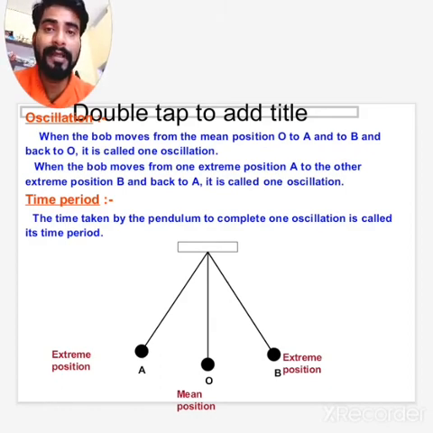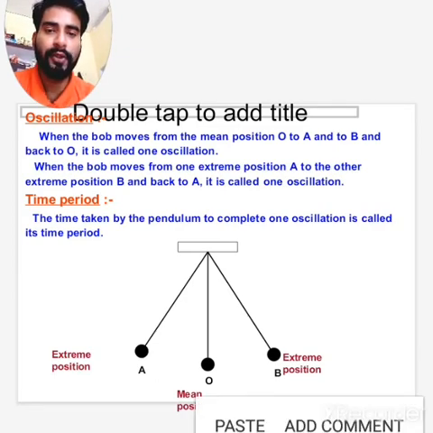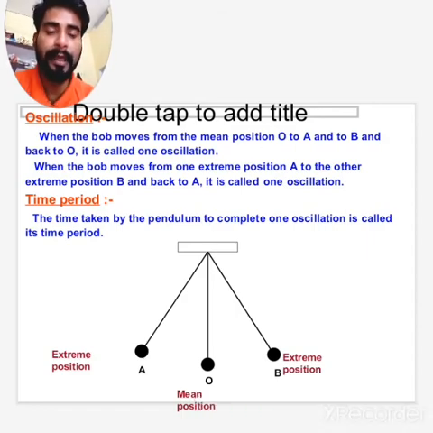After that, the next thing is amplitude. What is amplitude? Amplitude is the maximum displacement on either side of the O position. Here we can see that the distance from O to A is the maximum displacement. This is known as the amplitude of the bob or the amplitude of the pendulum. So we can take the amplitude on either side, like the distance from O to A, or the distance from O to B.